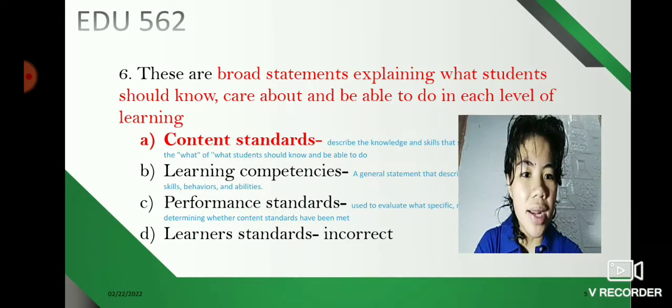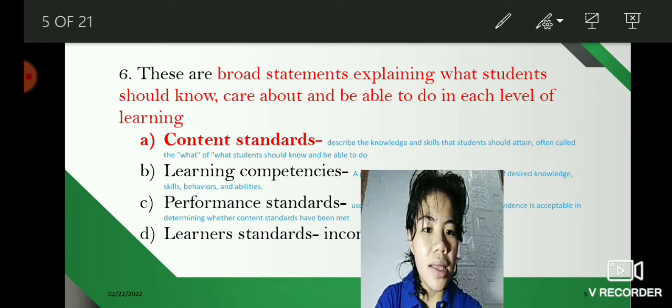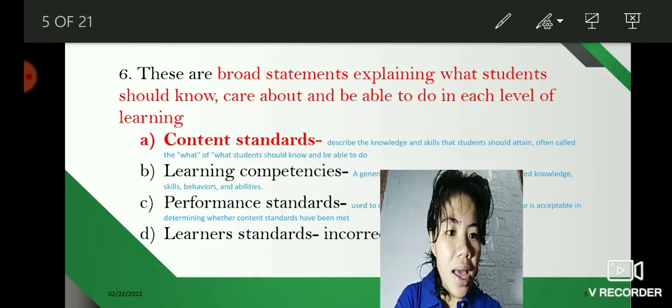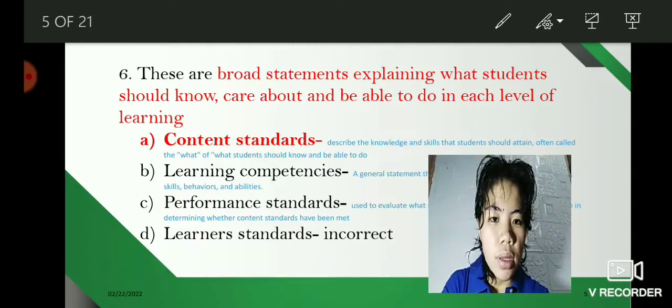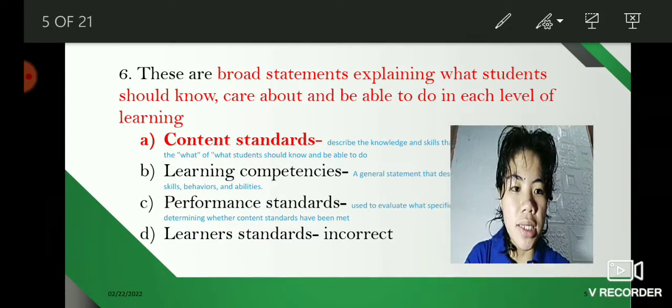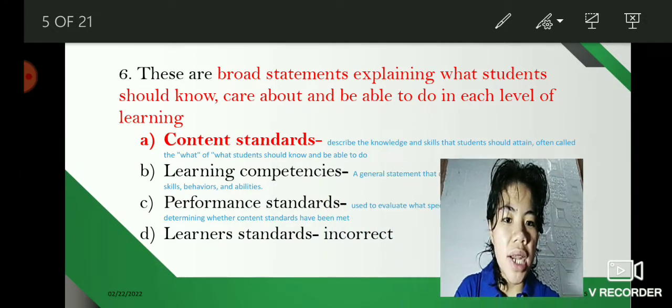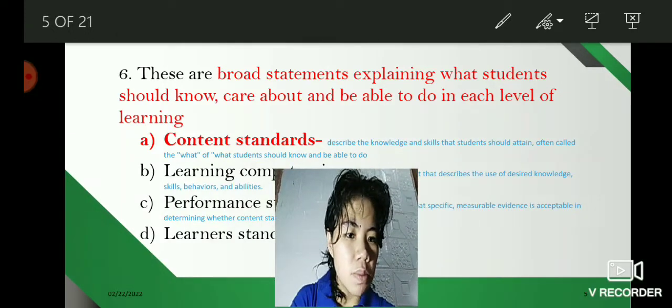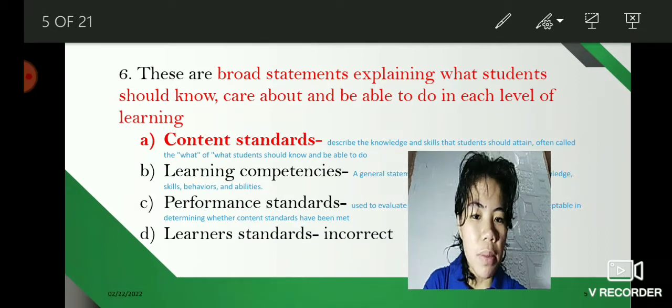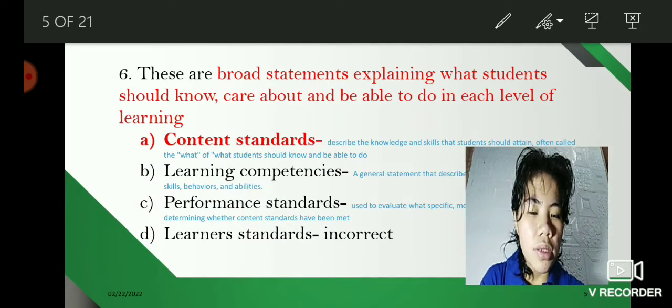Because the content standard describes the knowledge and skills that students should retain, often called what students should know and be able to do. While the learning competency is just a general statement that describes the use of desired knowledge, skills, behavior, and abilities. While the performance standard is used to evaluate what specific measurable evidence is acceptable in determining whether the content standard have been met. So, the content standard is the answer here because it is the broad statement that explains what students should know. Okay, proceed to Edo 563.